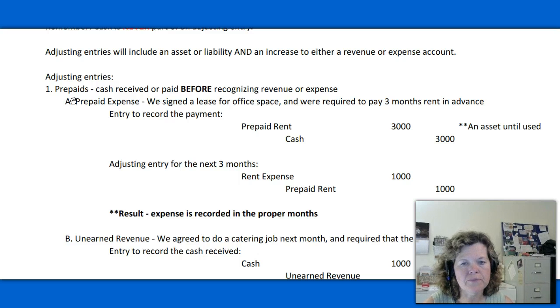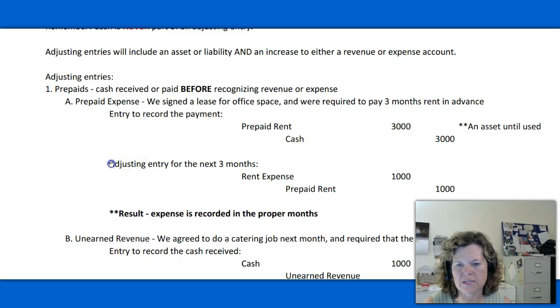There are two types of prepaids. The first is a prepaid expense. And the example I've got here, we signed a lease for office space and we're required to pay 3 months rent in advance. So first we're going to see the entry to record the actual payment. And we're going to record a debit to prepaid rent for $3,000. This is an asset until we use up this amount. And again, because we're paying the rent in advance, we're not using all the rent right away. So we're debiting prepaid rent and we're crediting cash because cash is going out the door.